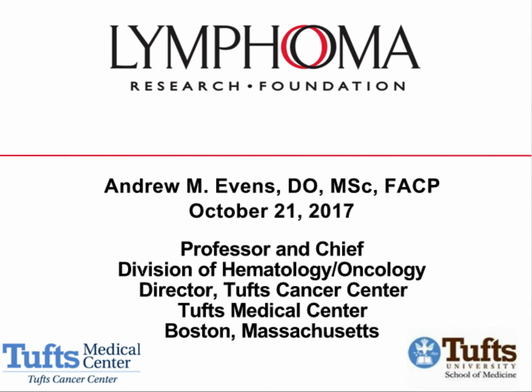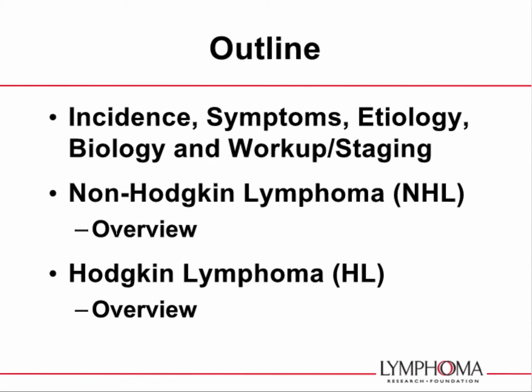Thank you. So in terms of an overview, this is the outline that I have. It'll be a little bit more 50,000 foot for the first half, talking about incidence, meaning how many cases are diagnosed, symptoms, etiology, in other words, do we know what causes this, the biology, and workup staging. And then just a few more specific, talking about within non-Hodgkin's bucket and Hodgkin's.